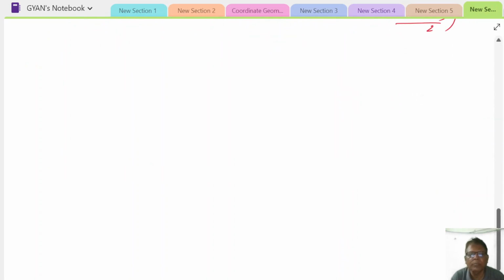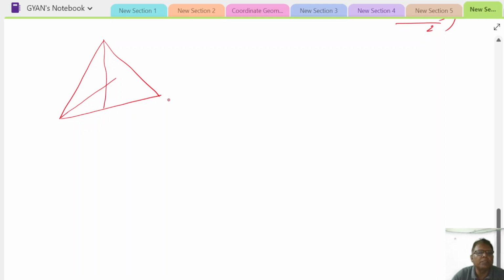Now come to some other coordinates where we will not derive, we'll just write the formula. First is incenter. So what is incenter? You bisect this angle, this angle, and this angle. The point of concurrence is the incenter. What is the property of the incenter? If you draw a circle, it will touch all three sides. Suppose this is A, this is B, this is C. This point is called the incenter.